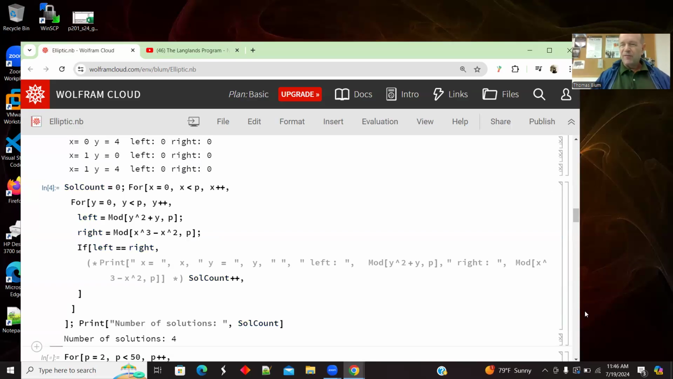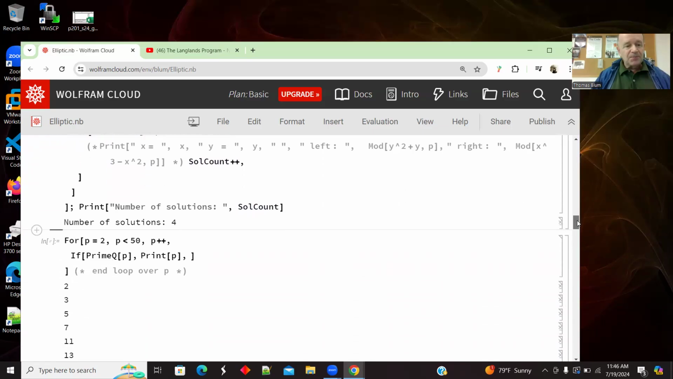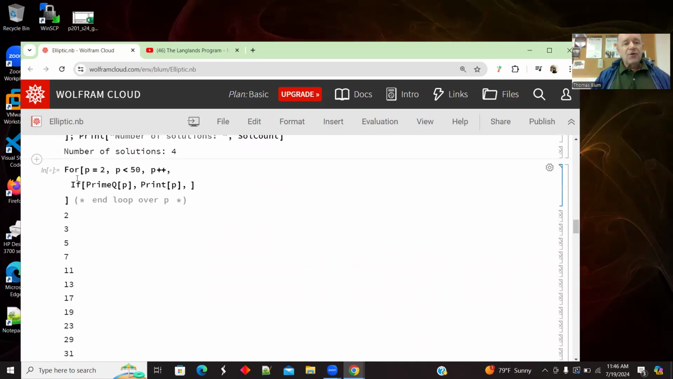Okay, so now I'm finding the solutions, counting the solutions. And that was all for P of 5. So now I want to do it for other primes. And so I'm going to introduce another loop, and another if. Right now this is just its own little loop, but this is going to be sort of an outer loop that's going to contain all that was above.